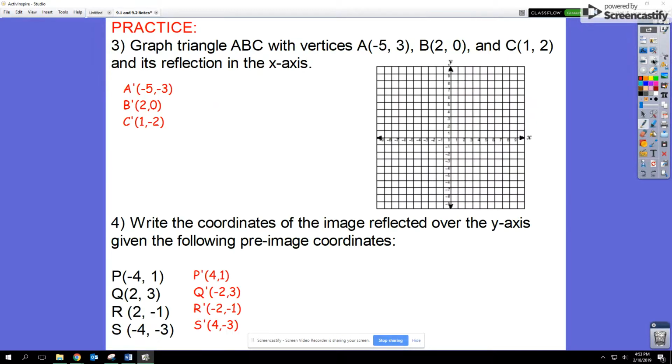Okay, on the next couple of pages, examples 3 and 4, I've got the images and the coordinates listed for you. I didn't draw the image on question number 3, but I do have the coordinates for you. So just make sure my coordinates and your graph match up. I've got the coordinates for number 4 written out for you.